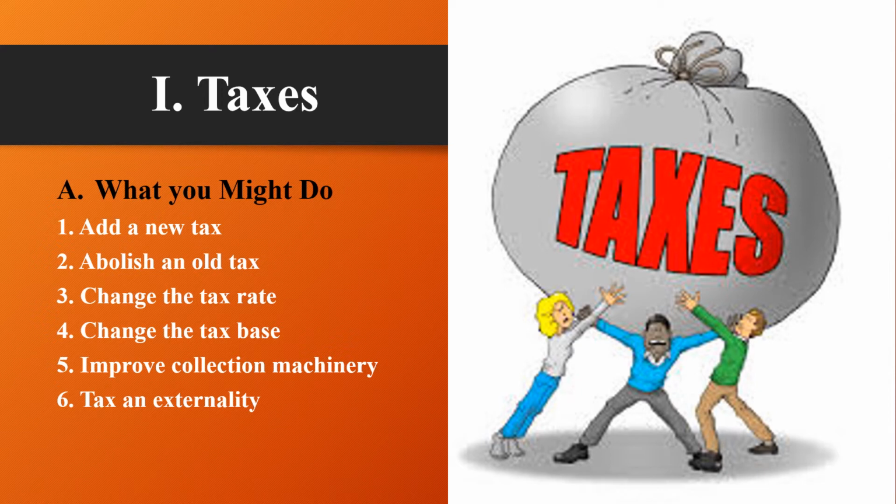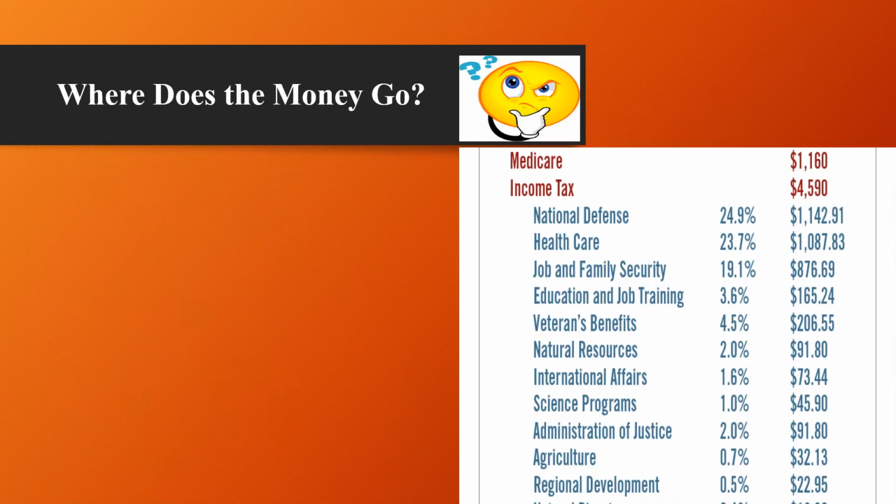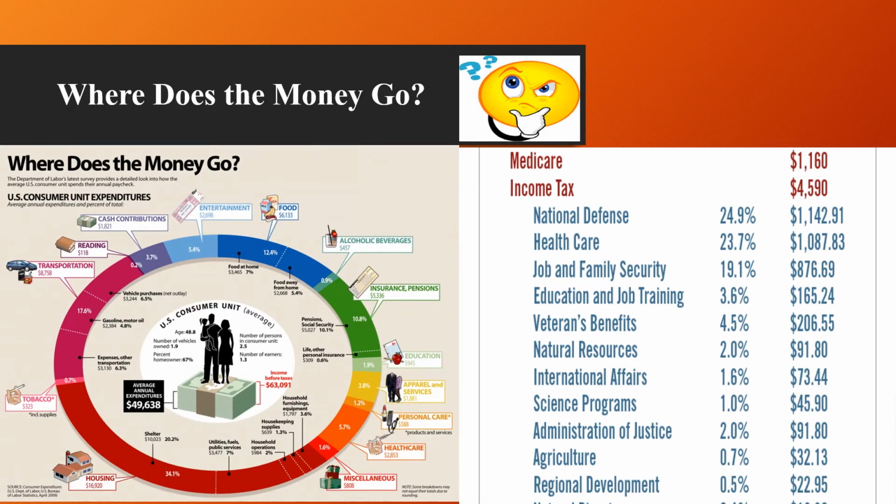Roman numeral 1, taxes. Here Bardach explains what you might do with taxes. Has anyone ever wondered where the money goes? If so, here is useful information on where the money goes. It goes towards Medicare, income tax, national defense, healthcare, job and family securities, as the U.S. Consumer Unit Expenditure explains.